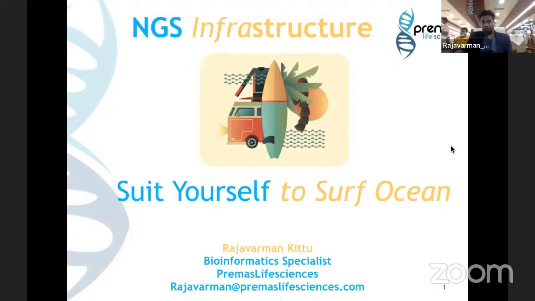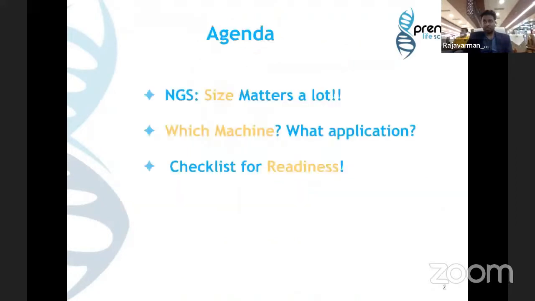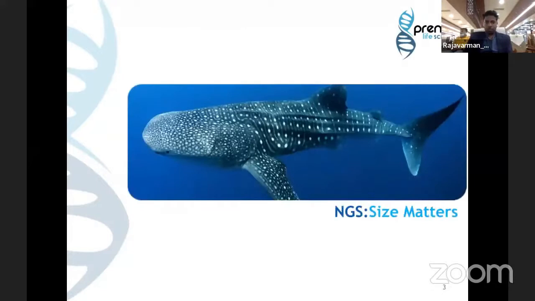So the main thing which you need to know is NGS size. When I say size, it means the files which come out of any given machine are very different. The file format as well as the individual file sizes, starting from MB to GB. So the size really matters when it comes to NGS, right? Second one is which machine you are going to handle and what applications you do. And the third one is the checklist for readiness. When we say you're going to do NGS, what are the things you need to have in place? So let's go into detail.